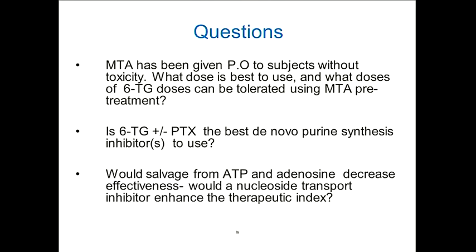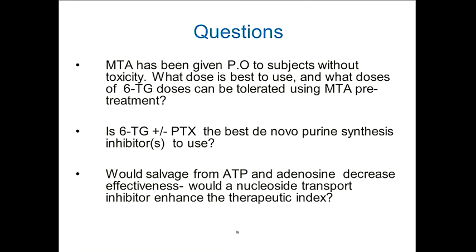I think these are important questions, and we hope to stimulate others as well as ourselves to try to answer them. So just to end up on this, and to emphasize what I just said: what dose is best to use, what doses of 6-thioguanine can be tolerated using MTA pretreatment, and are 6-thioguanine plus or minus pralatrexate the best de novo purine synthesis inhibitors to be used.